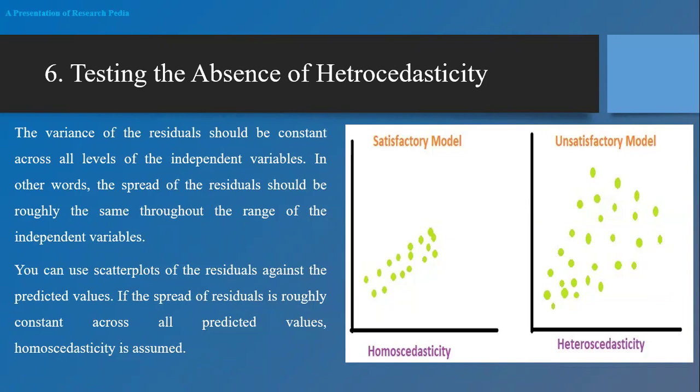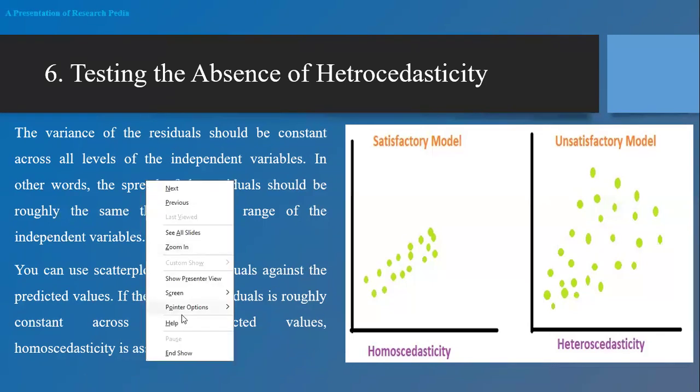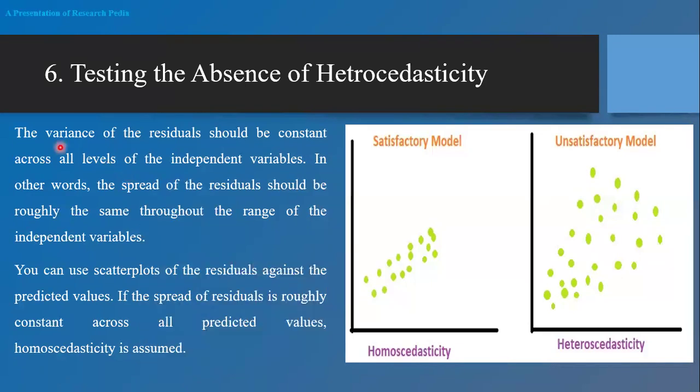Homoscedasticity, the opposite word to heteroscedasticity, means that the variance of the error should be equal at all levels. So the variance of the error or the residual should be constant across all levels of the independent variables. In other words, the spread of residuals, spread means variation. So whenever the variation of the residual is the same throughout the range of the independent variable, it is known as homoscedasticity. In this case, the model is satisfactory and there is no violation of the assumption.